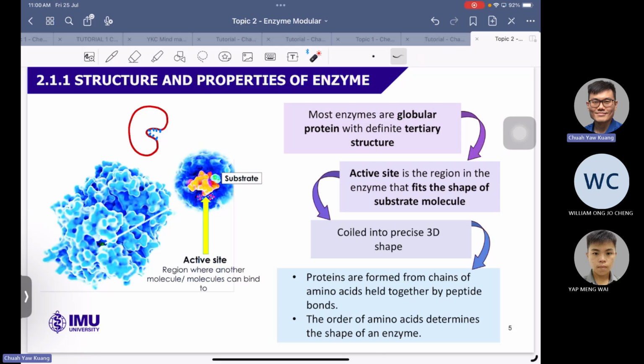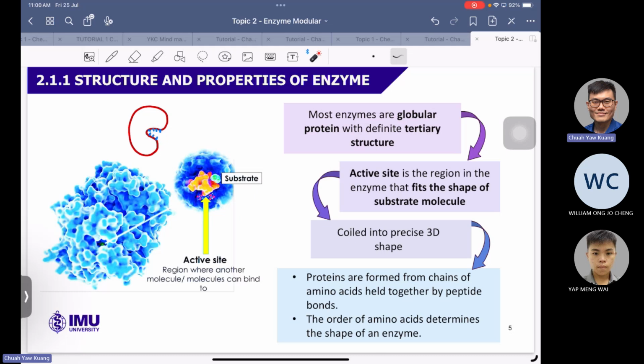It's mainly to form the bonding with the substrate. So that will make it so specific. It's not just the shape only, but also when the substrate comes in, it needs to be able to form the bonding with all of these side chains. Only then will they fit in. So that's why they are so specific.